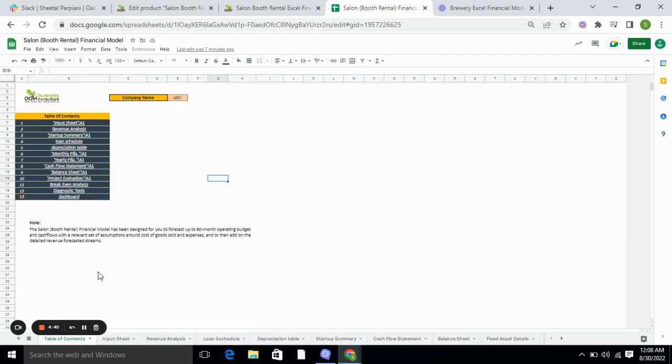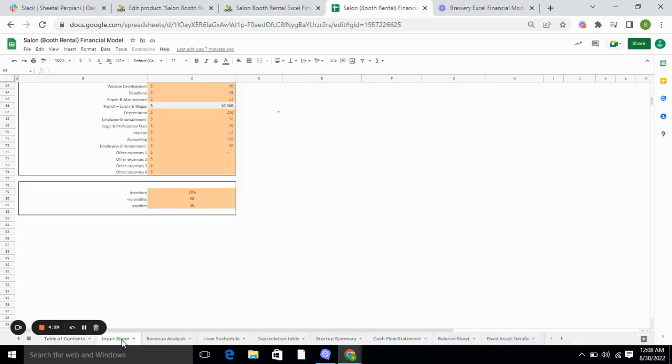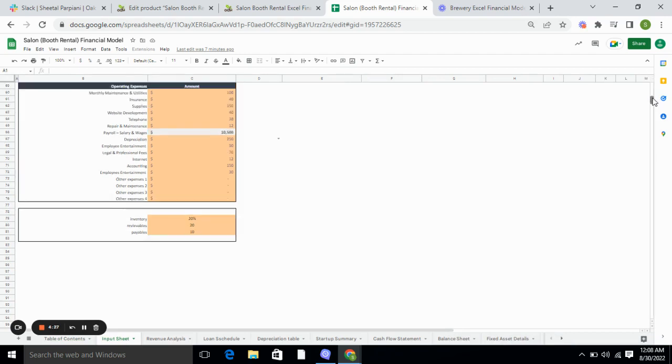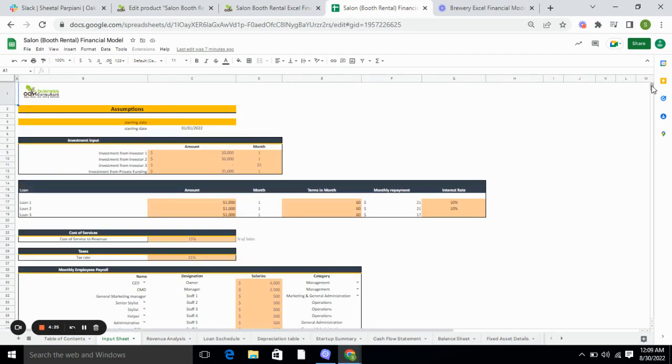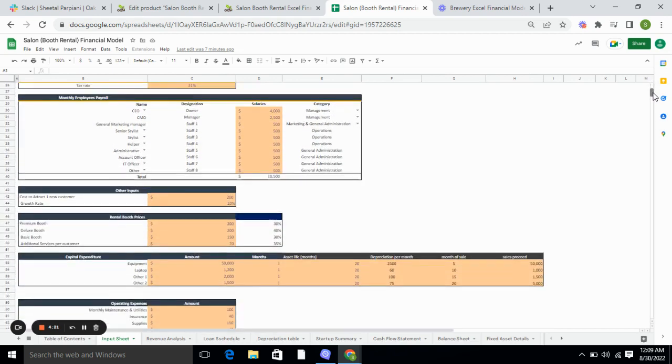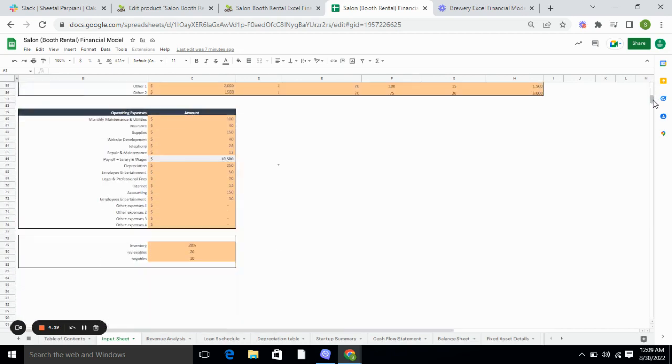summary, loan schedule, depreciation table, monthly P&L, yearly P&L, cash flow statement, balance sheet, project evaluation, break-even analysis, diagnostic tool, and dashboard. Moving forward to the input sheet. The input sheet includes all the basic information which is needed for the business, such as assumptions, capital expenditure, monthly employment payroll, operating expense, and all.